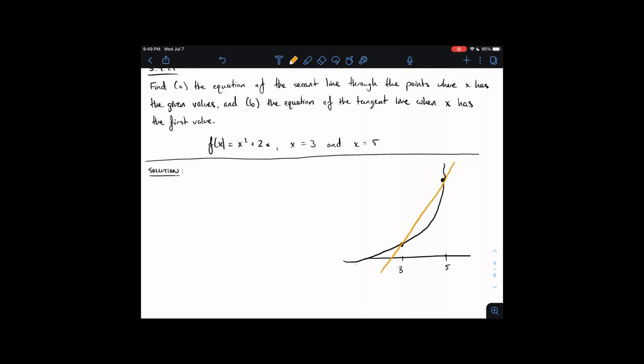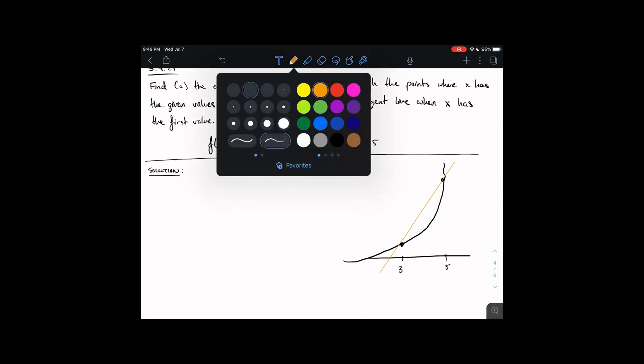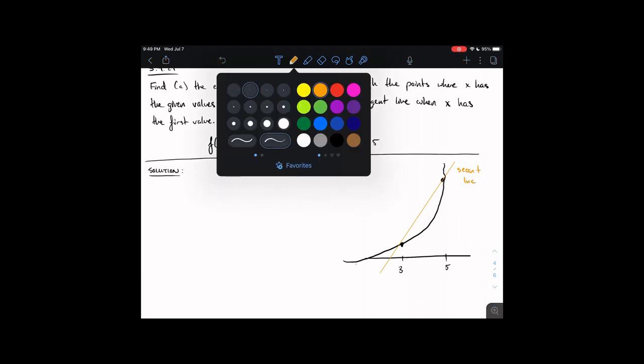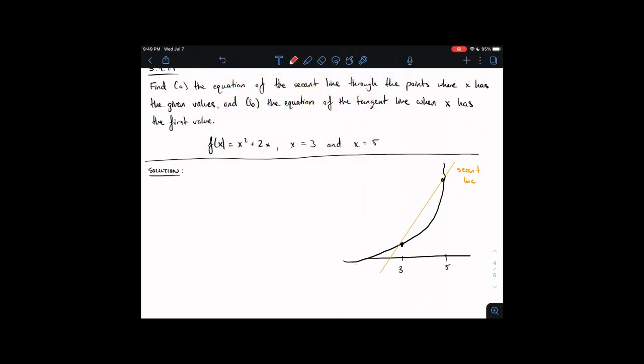So a secant line is a line like this that connects 2 points. So this is the secant line. And a tangent line is a line tangent to a point. So let's say right here, it's the line that just touches the curve once. Right there. There's the tangent line to x equals 3. So these are the lines we're interested in.